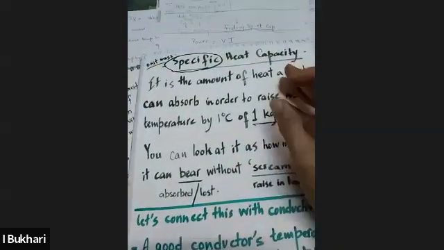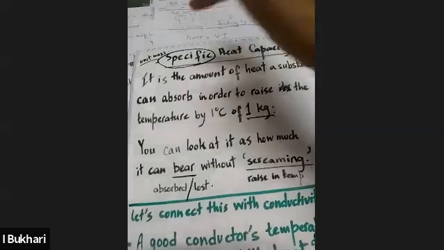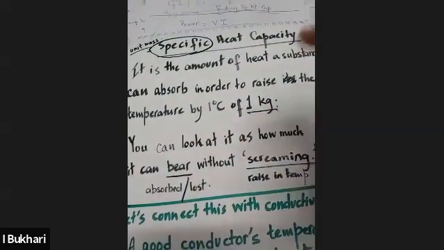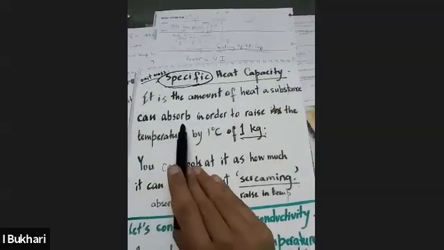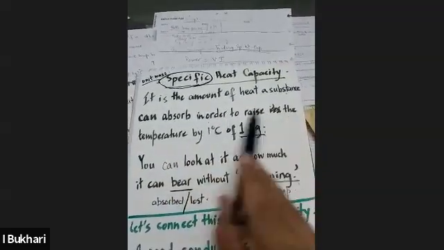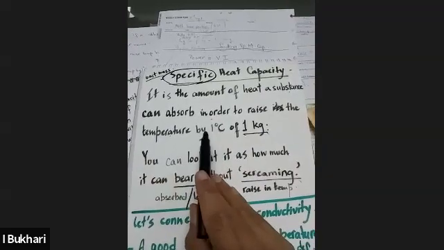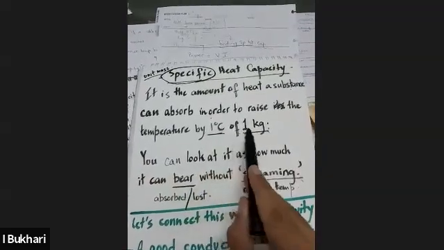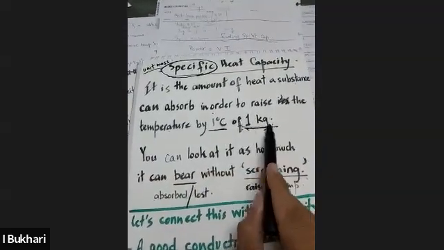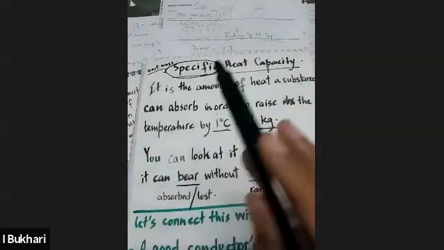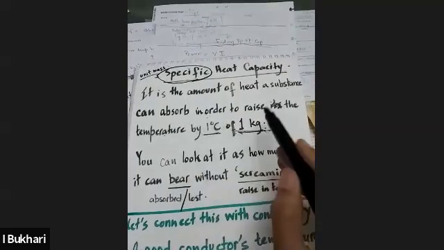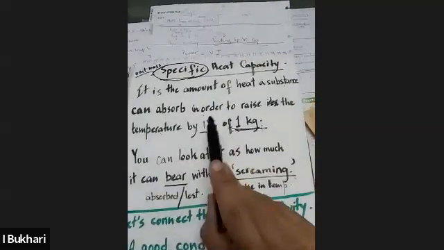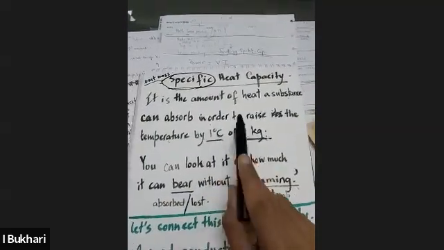So now let's read the definition of specific heat capacity. It is the amount of heat a substance can absorb in order to raise the temperature by 1 degree Celsius of 1 kilogram. So again, it is the amount of heat a substance can absorb in order to raise the temperature by only 1 degree Celsius of 1 kilogram.